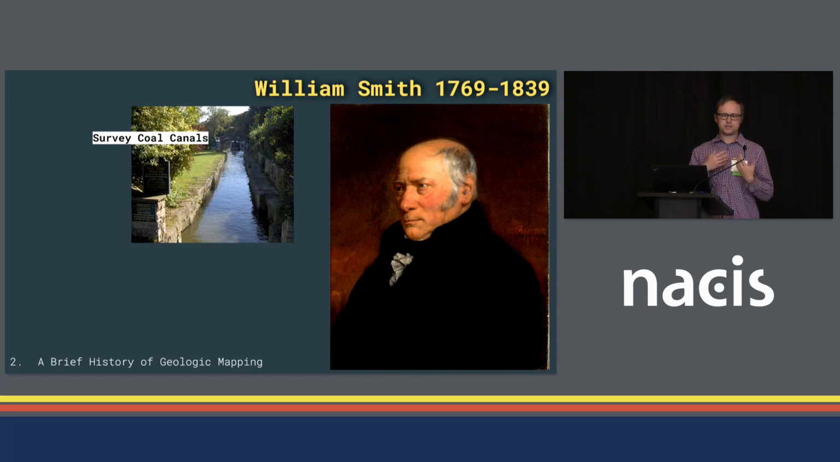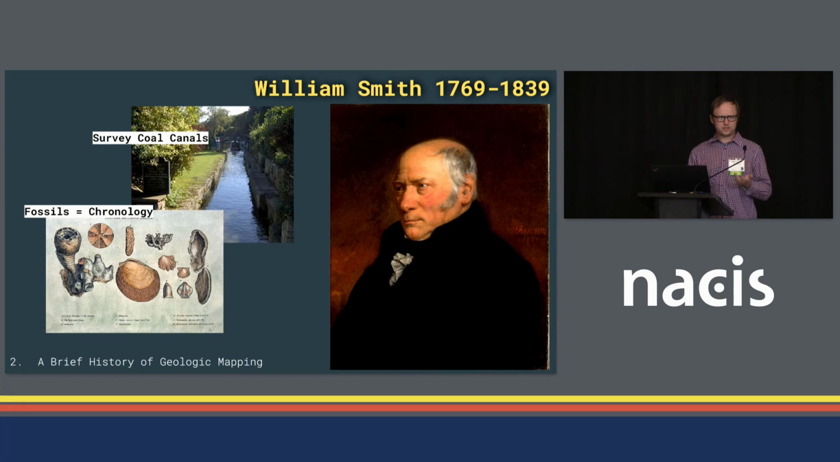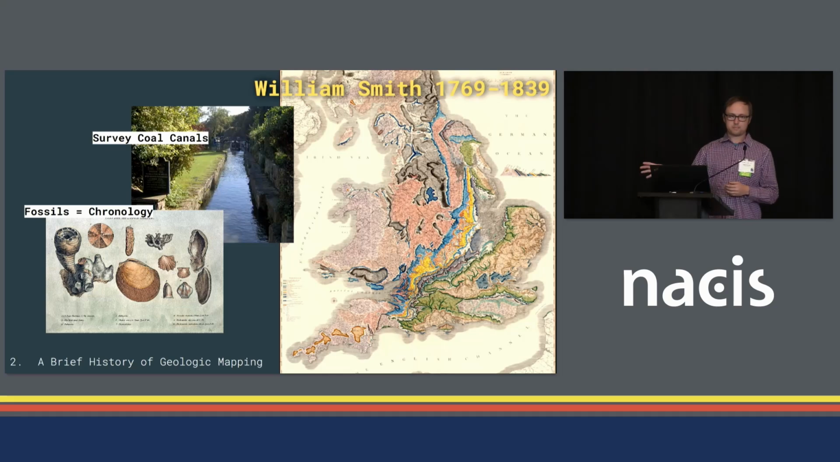And so his job was making detailed surveys of these areas. And while doing this, he started to notice different fossils that he kept finding in the same stratigraphic location, in the same kind of rock units. And he started using these fossils to correlate identical rock units across vast distances, in this case, the whole of England. And so that's how he began his life work of creating a geologic map of England, Wales, and parts of Scotland. And so that's the map on the right here.